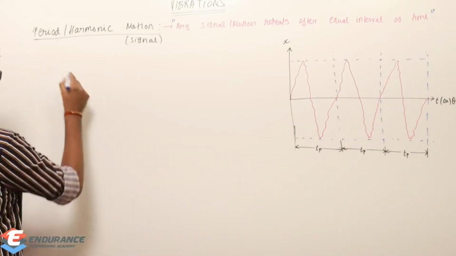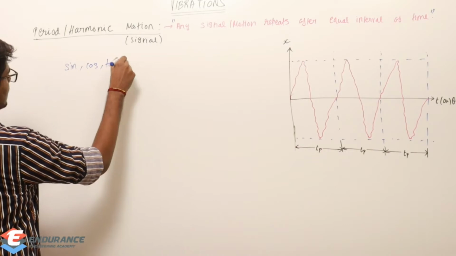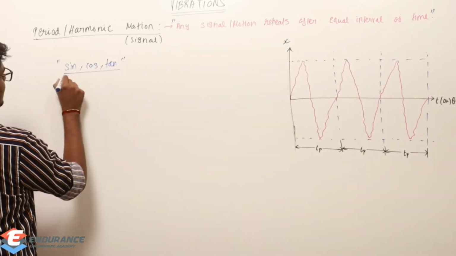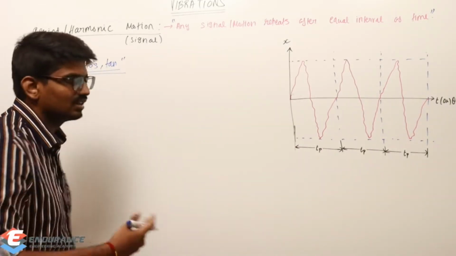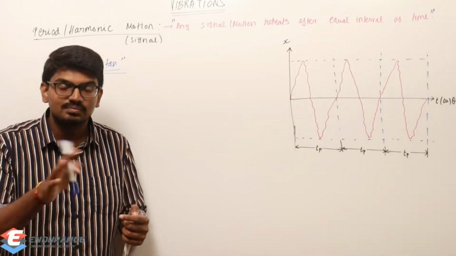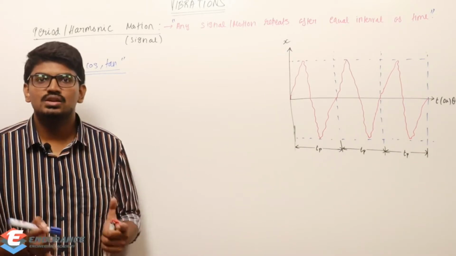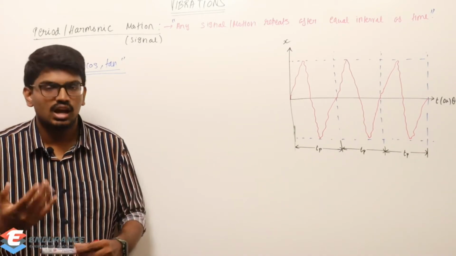In trigonometry, if you take sine, cos, tan, almost all the trigonometric functions are there, right? Sine, cos, tan, even cosecant, cot, and all those things. See, all those things are periodic functions, or we will be calling it a harmonic function.